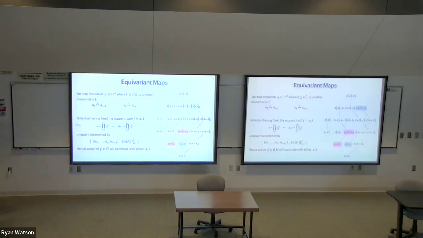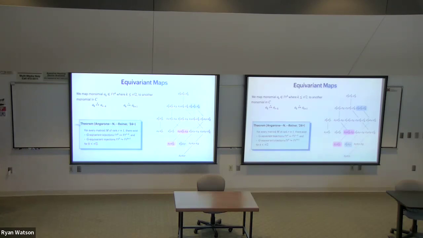Okay, so I have these maps, but having fixed the support, the action of G will commute with either one of my maps. So that means that I have created a G equivariant bijection, that gives me a symmetric sequence, meaning that I have a G equivariant bijection between complementary degree pieces or complementary bases, and I have an injection from the kth piece to the k+1 piece.